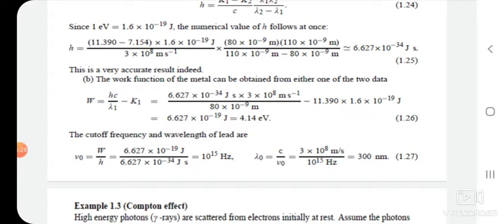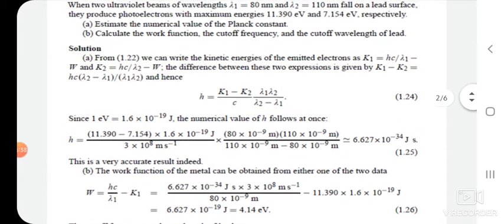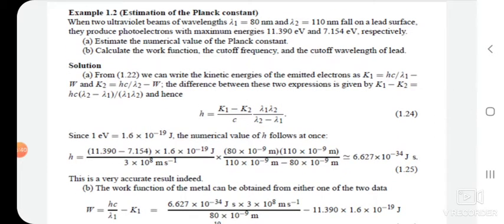Means higher wavelength corresponds to lower frequency, and higher frequency to lower wavelength. In this way, we can find out the Planck's constant, work function, cutoff frequency, and cutoff wavelength.